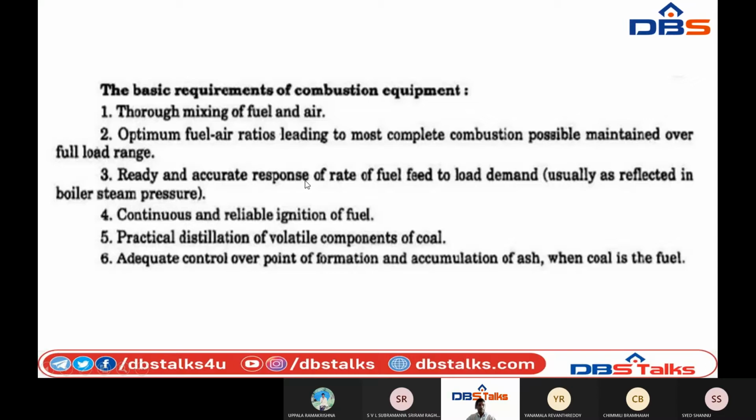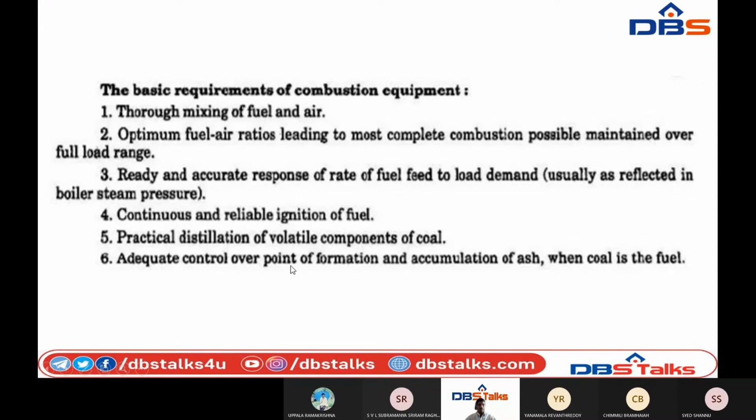Next, ready and accurate response of the rate of fuel feed to load demand. It is based on load demand: where maximum demand occurs, the fuel feeding is increased. Then, continuous and reliable ignition of fuel; a continuous fuel supply is required for ignition to take place. Then, proper distillation of volatile components of coal, and adequate control over the point of formation and accumulation of ash when coal is the fuel. When we use coal as fuel, the ash is collected at the backside of the boiler.